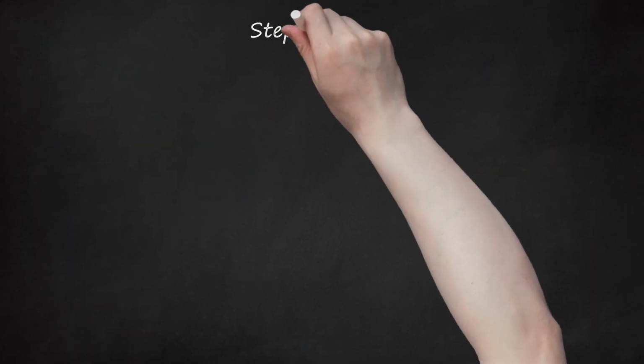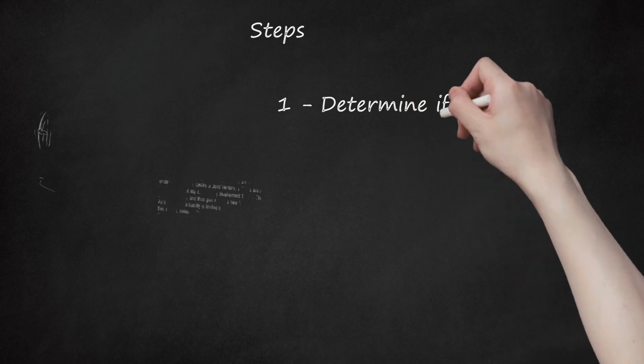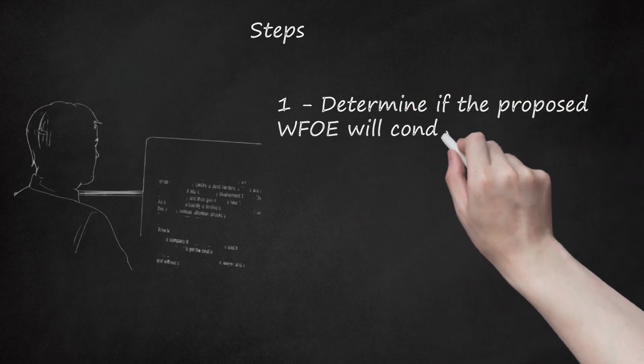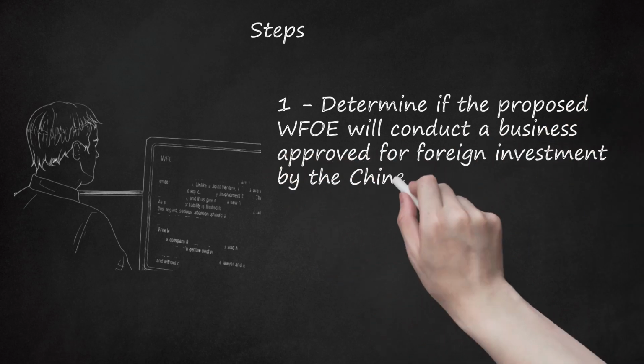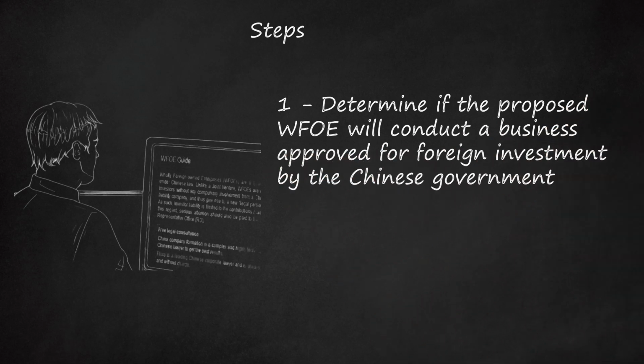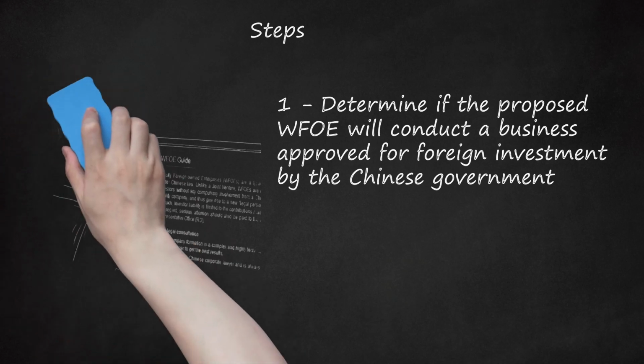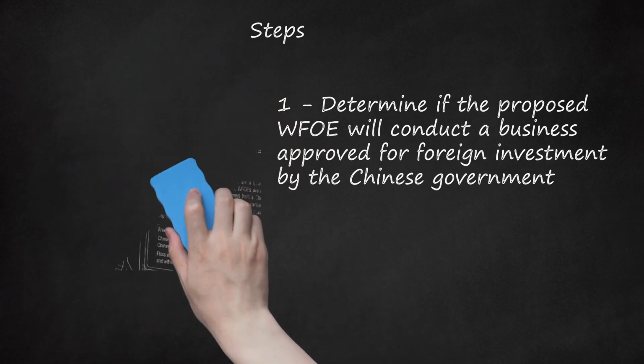Steps. 1. Determine if the proposed WFOE will conduct a business approved for foreign investment by the Chinese government. For example, China prohibited private entities from 100% engaging in mining, education, hospital, and others. Be sure your business will be legal.